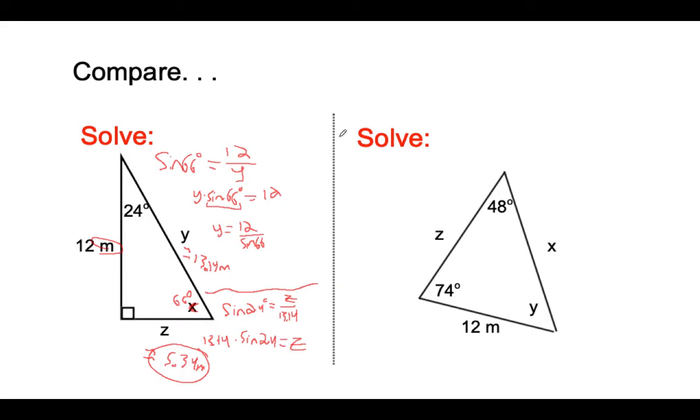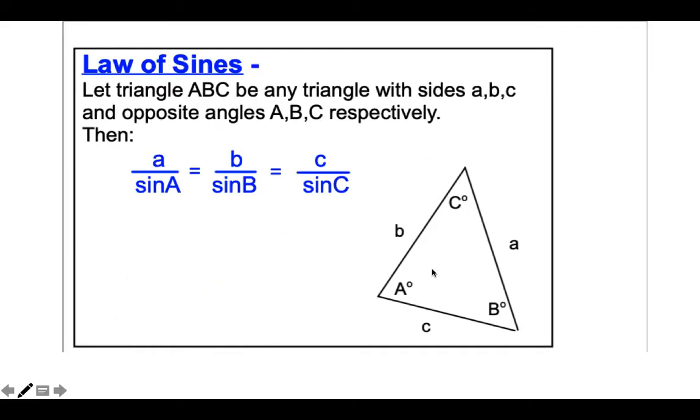Now over here, look at this. We don't have a right triangle, so we can't use our ratios. The only thing we can figure out is this angle right here, because all the angles in a triangle add up to 180. Subtracting 48 and 74 from 180, you get this as a 58-degree angle. Now you can't do what we did over here because there are no right angles. And so that's why we need the law of sines.